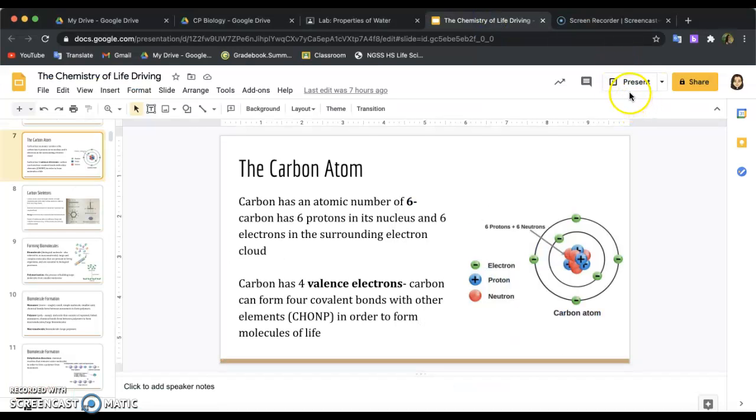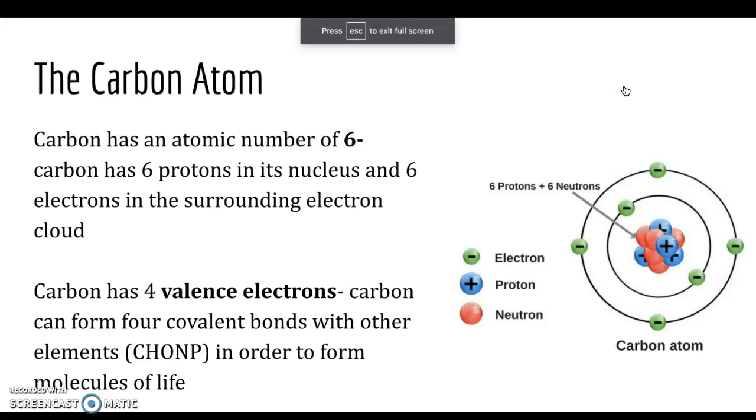Hello, everyone. We are going to jump right into our biomolecules lecture for today. As always, you should be filling in your biomolecules note sheet with the terms that are present on these slides.